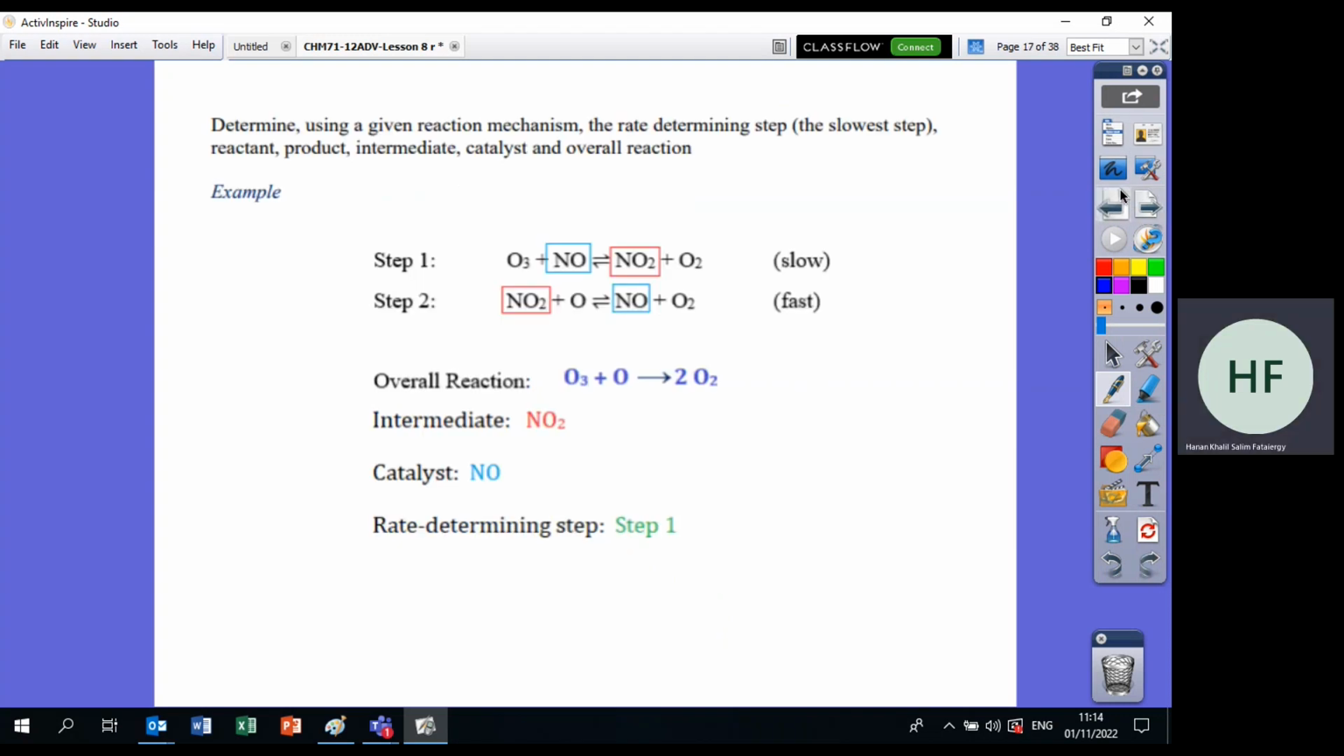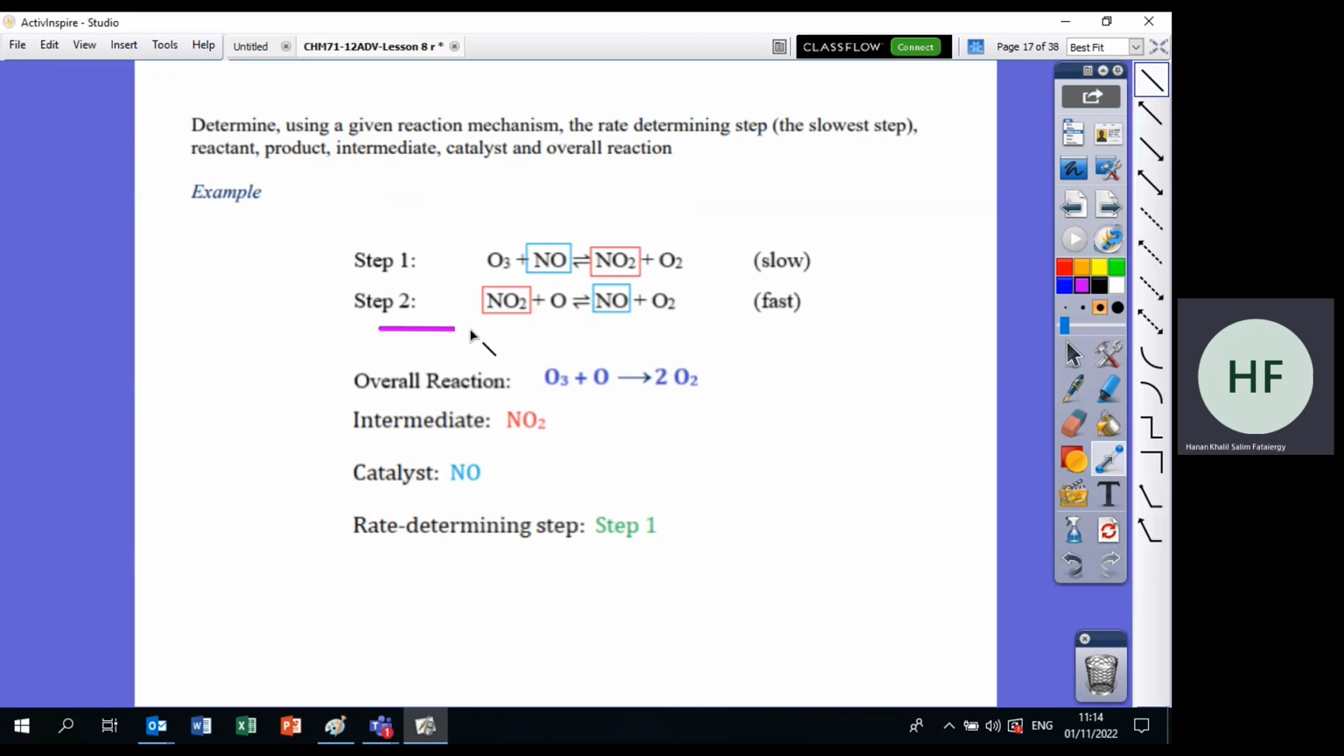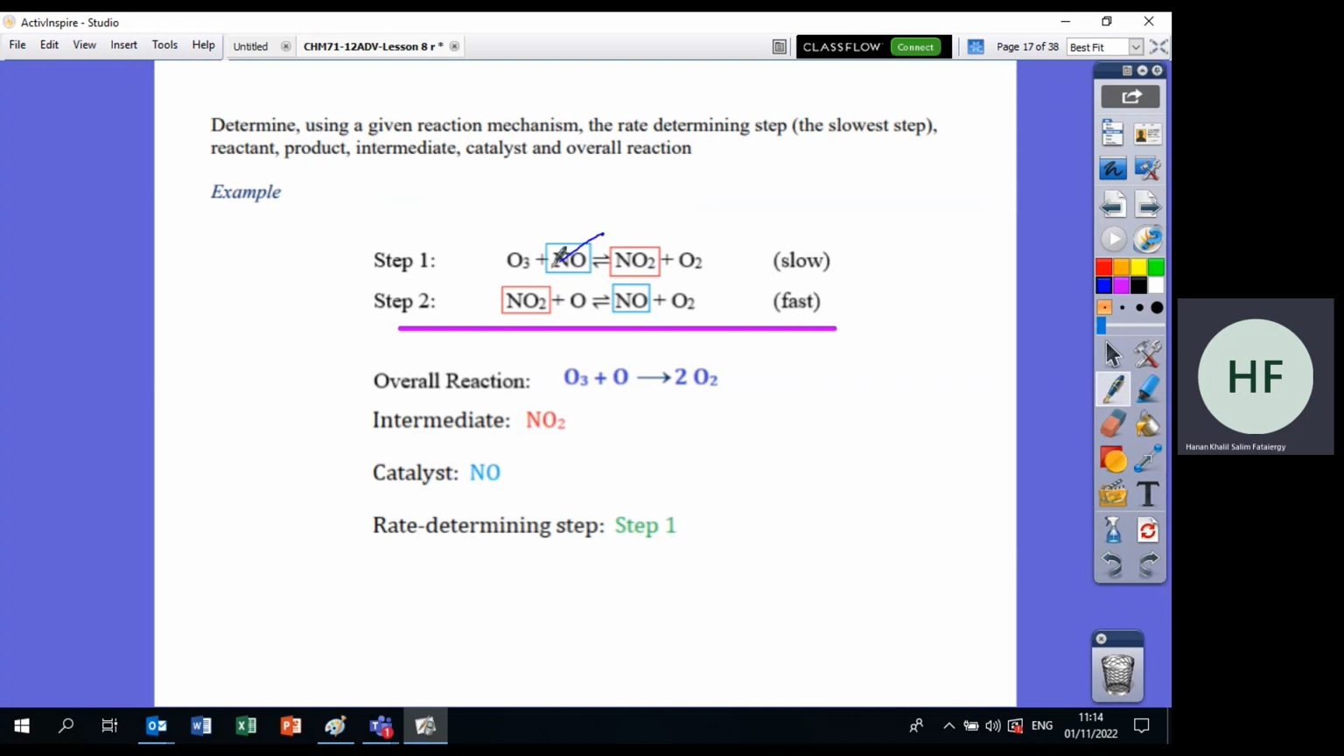Okay, same thing here. I want you to take this reaction that takes place in 2 steps, put a line, cancel what should be cancelled. Of course NO with NO cancels and NO2 with NO2 cancels. O3 and O cannot cancel. Can we cancel O2 with O2? Of course not, because O2 is a product and O2 is a product. So we have O2 and O2, this will be 2O2.